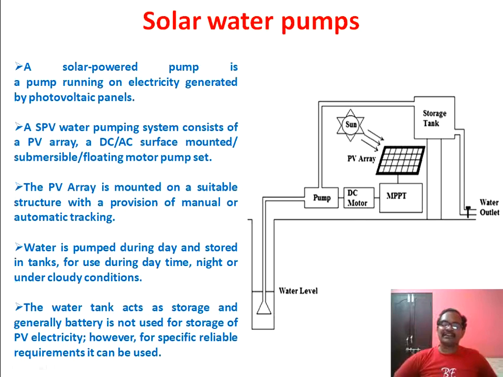Whenever sunlight falls on the solar panel, it will produce DC electricity, and this DC electricity will be used to drive the DC motor, and in turn it will drive the pump to pump the water from ground level into the storage tank. That is how the solar water pumping system works.